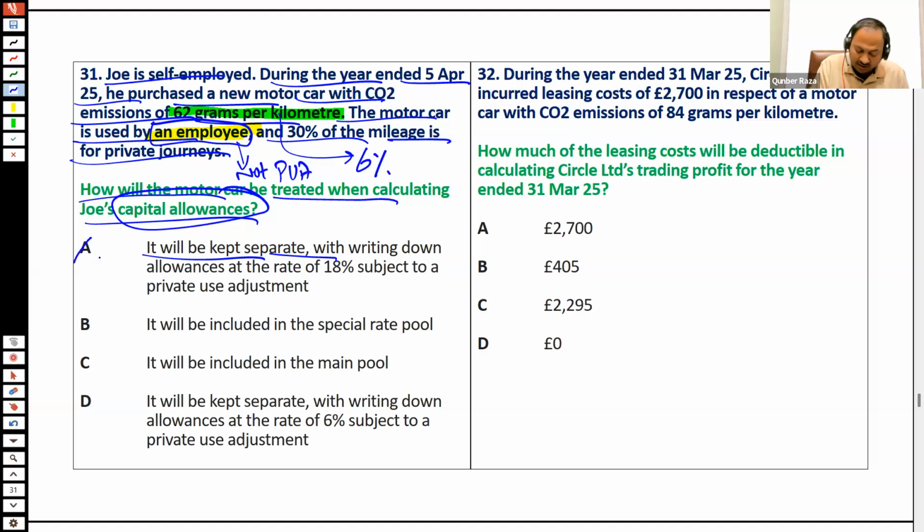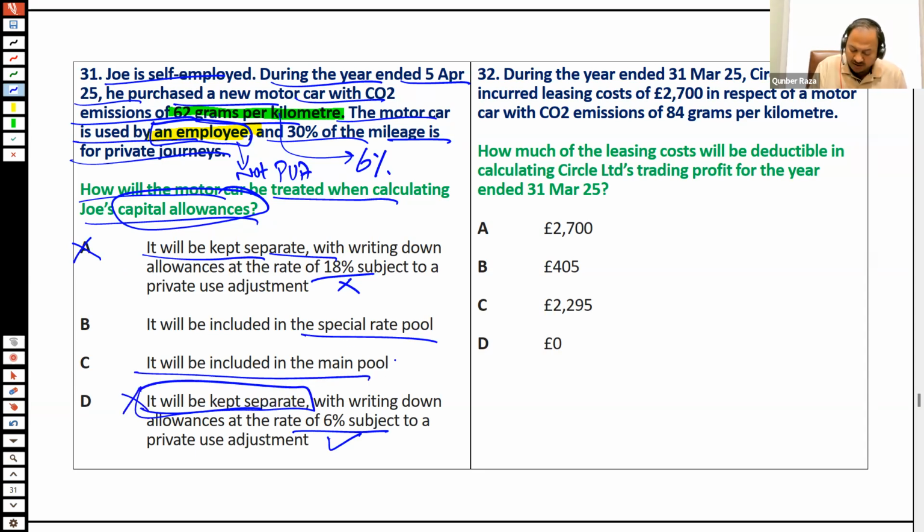It will be kept separate? No. 18%? No. Writing down allowance is 6%. This is correct, but will it be kept separate? No. It will be included in the special rate pool, not the main pool, because CO2 is more than 50 grams per kilometer. So the correct answer is option B.